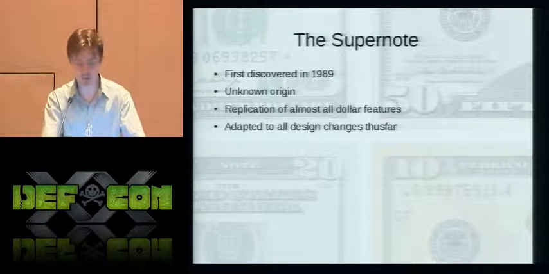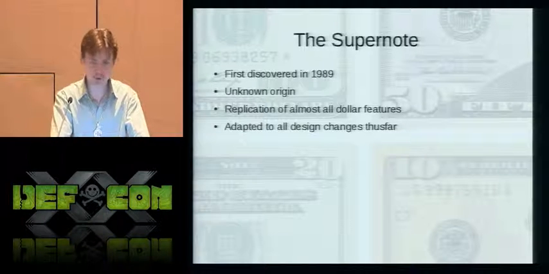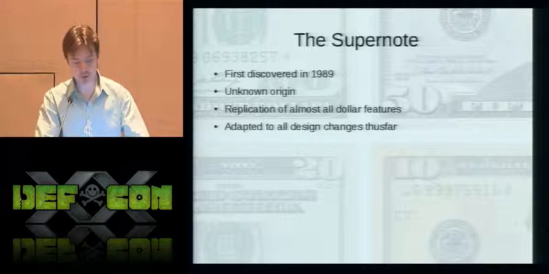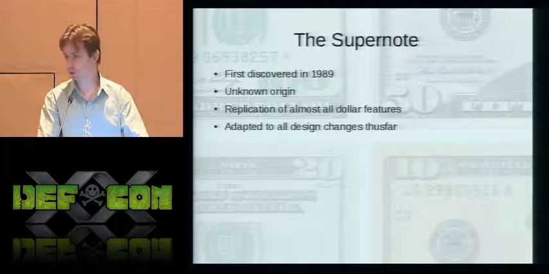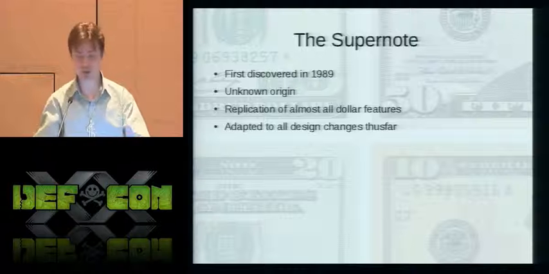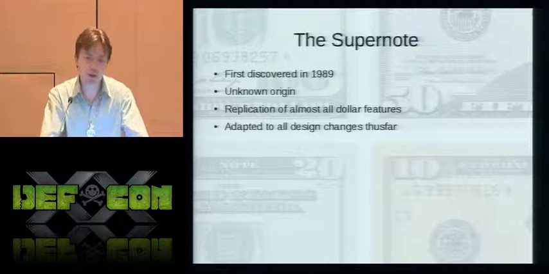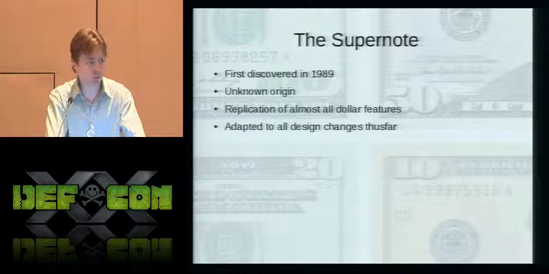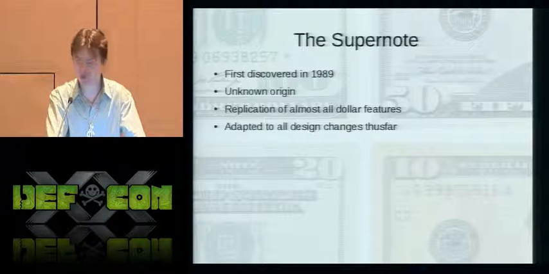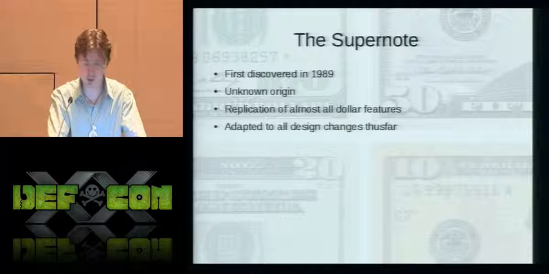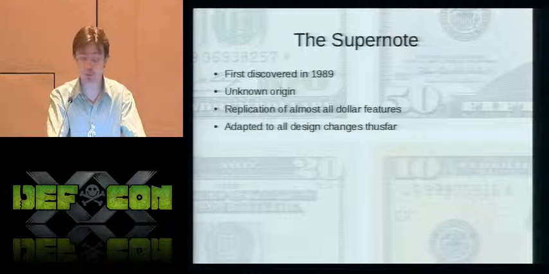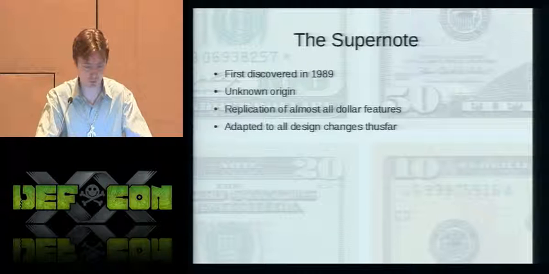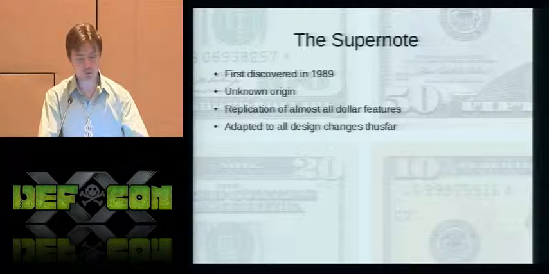Lastly, I'd just like to touch upon the supernote, which is what inspired this talk to begin with. The supernote is different than the type of counterfeit that I described in this proposed attack, in that it replicates all major features of the bills. So this includes the paper, the intaglio printing, the OVI, everything. And it does so with very high precision. It's called the supernote because, in the opinions of some people, in some cases it looks better than the genuine bill.